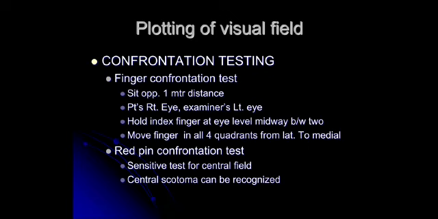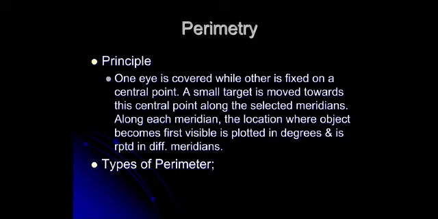There is also red pin confrontation, which is sensitive for the red central field. Central scotoma can be recognized. One eye is covered while the other is fixed on a central point, that is, the gaze is fixed on the central point. A small target is moved towards the central point along the selected meridians. Along each meridian, the location where objects become visible is plotted in degrees, and it is repeated in different meridians.